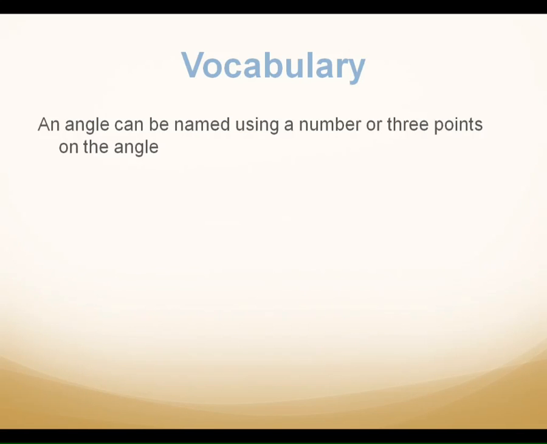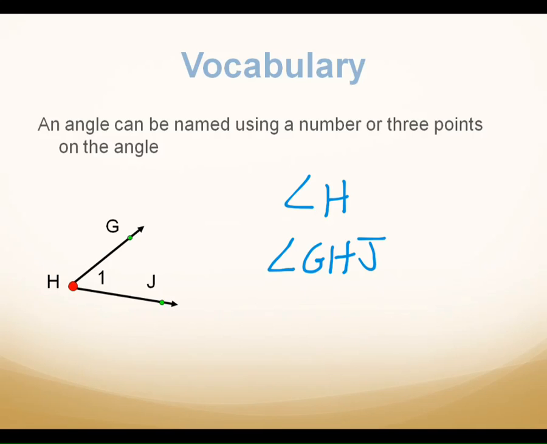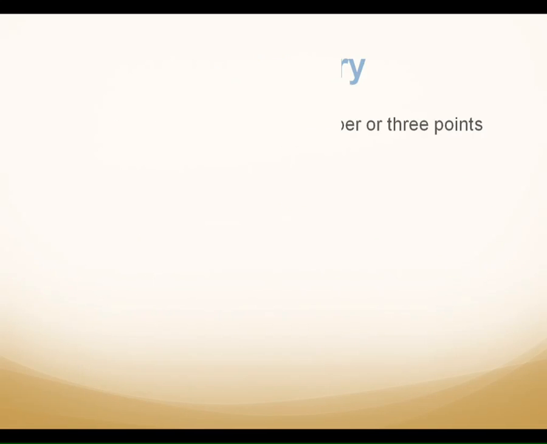So just like we said, it can be named using a number or 3 points on the angle. What's one way I can name this angle here? Angle H. I can name it by just its vertex. That's one way. Angle GHJ, as long as the middle point is that vertex. That works. What's another way? Angle 1. And what's the other one? JHG. Good, JHG. The order doesn't matter. The middle one just has to be the vertex. That's how we name an angle.